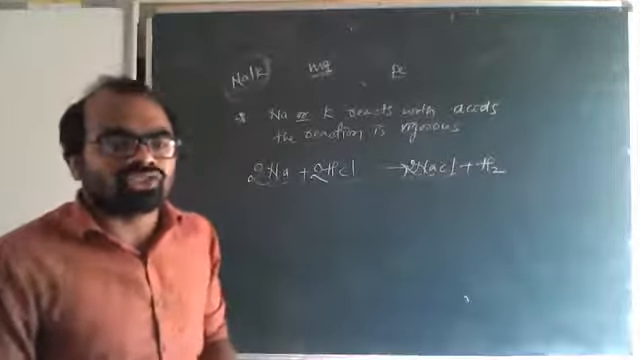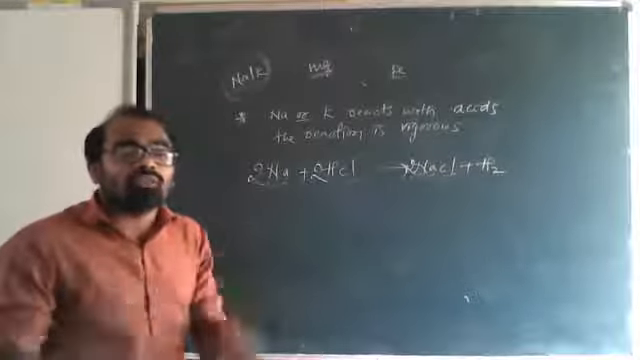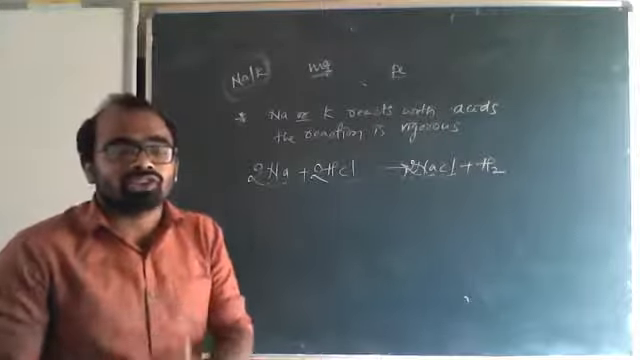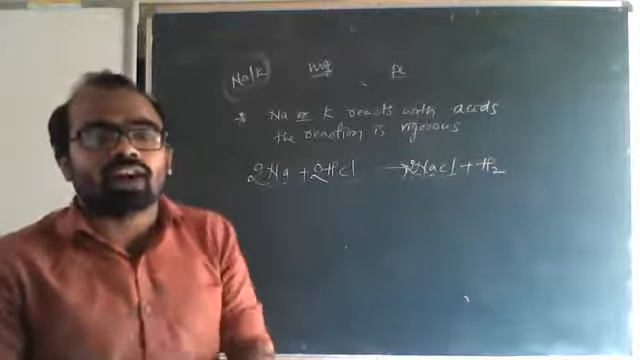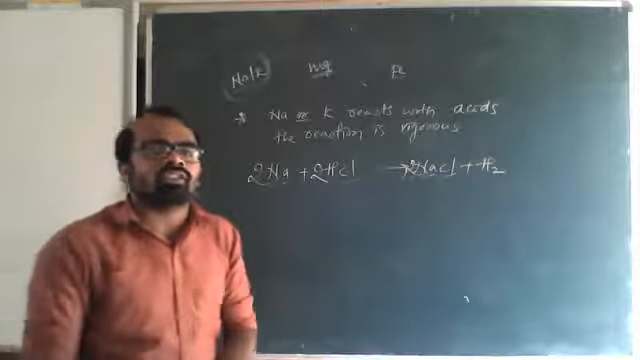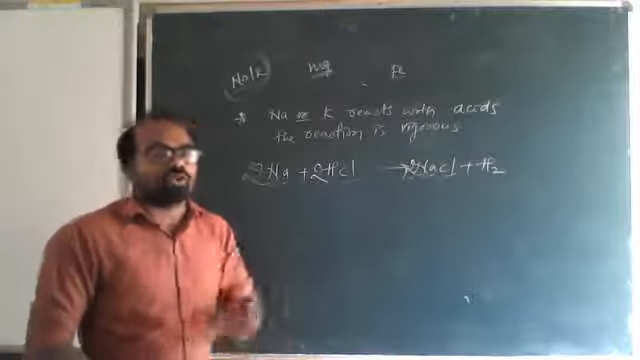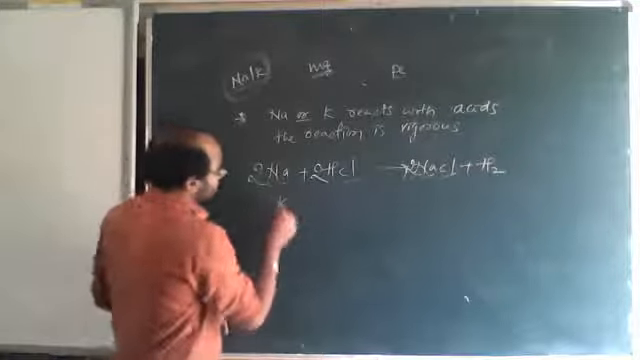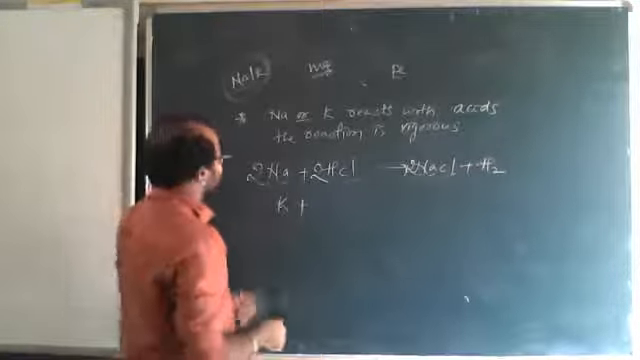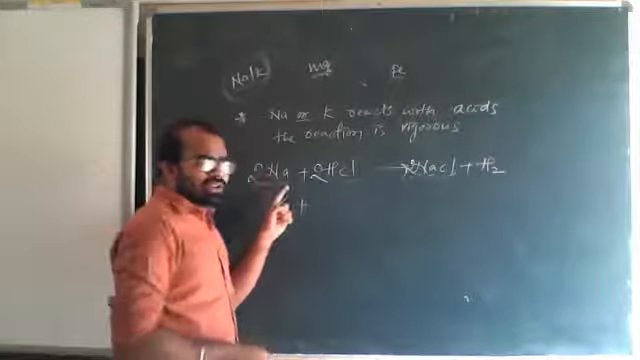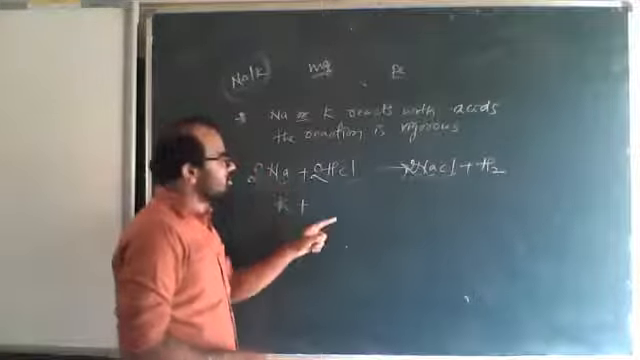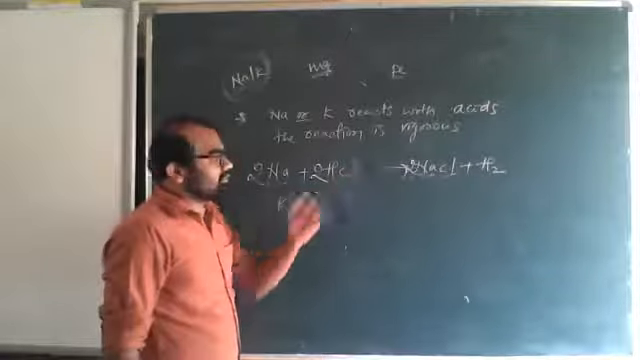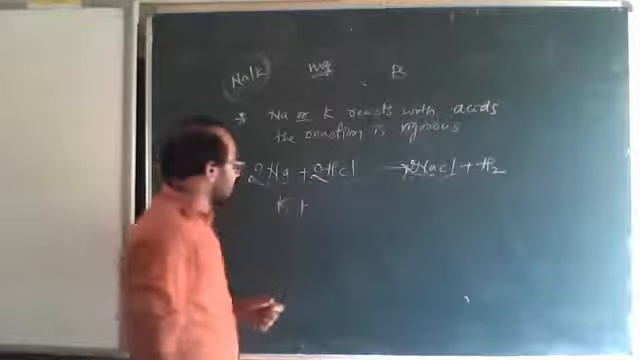This is the reaction which happens very vigorously. That means the reaction takes place very fast. Sodium or potassium, similarly you can put K here. That means when a metal like sodium or potassium reacts with HCl or acids, they form the salt along with liberation of hydrogen gas.